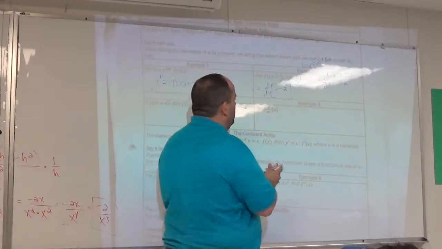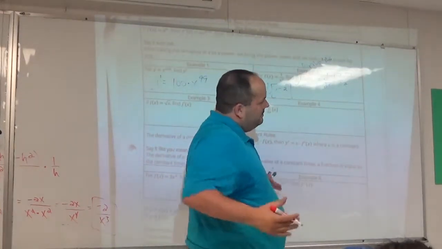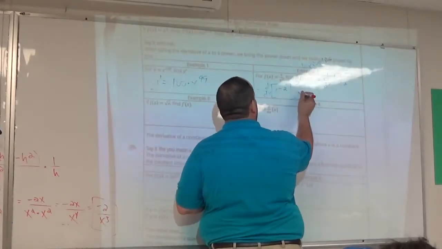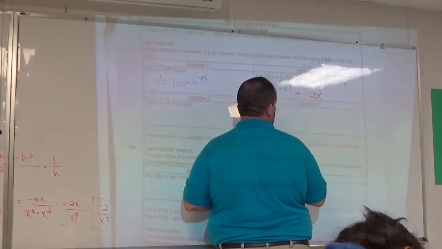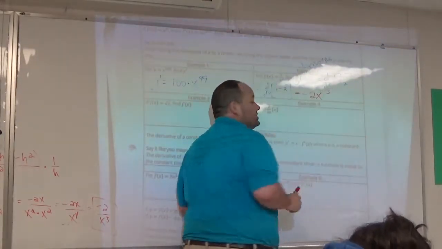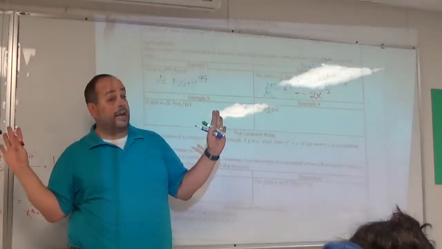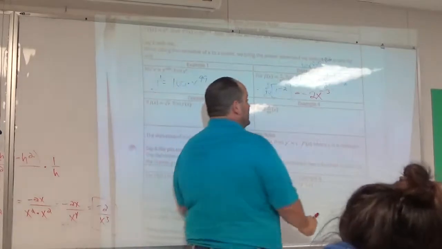Diego, what does that power rule tell me to do? Bring it down. Bring what down? Bring the exponent down. Reduce the power by 1. So what do we get here? Reduce by 1. Negative 2x to the negative 3. Now, negative 2x to the negative 3, that's a good answer. I'm not going to disagree with negative 2x to the negative 3rd. But there's a better answer.